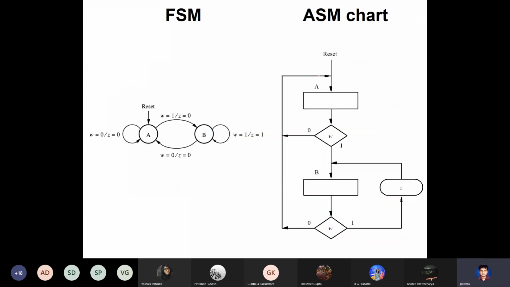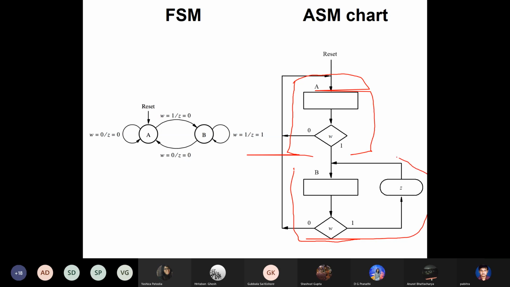Okay, so here is another example where you have a conditional output. So this is like this. You have two states, so you will have two blocks. This is one block, and this is one block. Sorry, I made it wrong. It should have only one input. So this is one block.